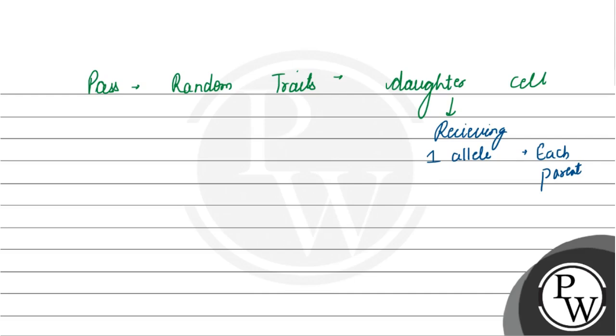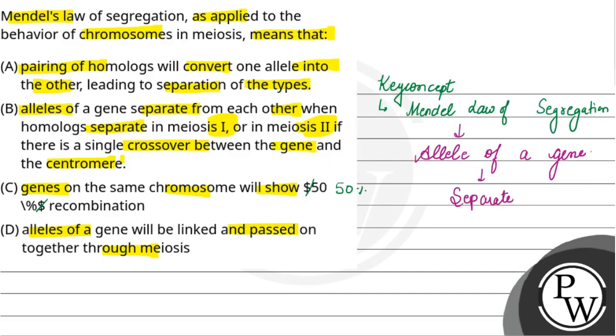Now the alleles of genes in the homologs are separated, which gives rise to gametes getting one allele only. So that's option B. It is correct that alleles of a gene separate from each other when homologs separate in meiosis 1 or in meiosis 2, and if there is a single crossover.